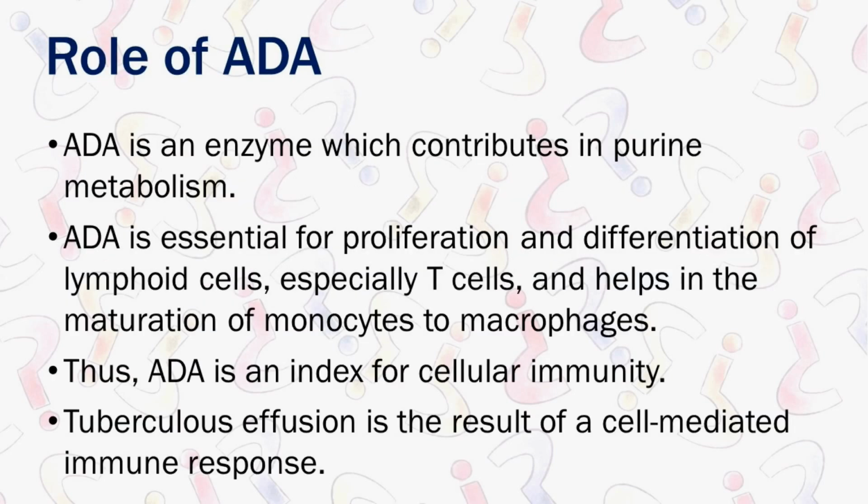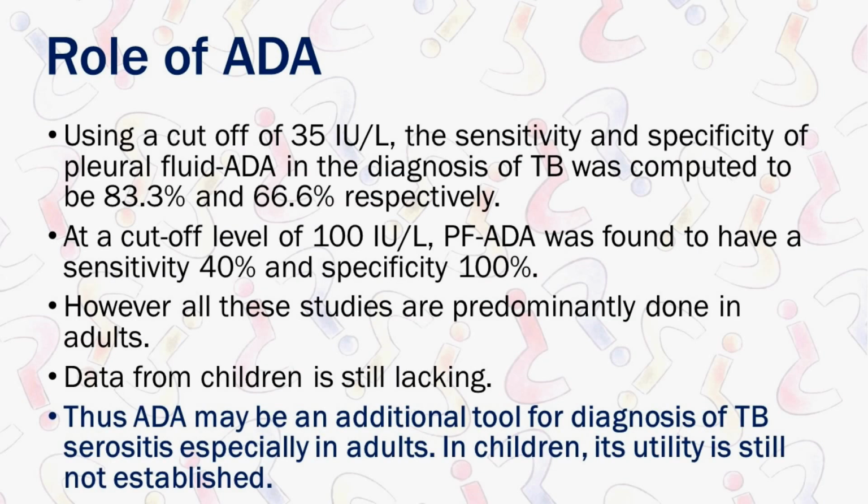Last is ADA. Now ADA is an enzyme which is used for purine metabolism, and it is an index of cellular immunity. It's been used a lot of times in pleural fluid in adults, and they found that if you take a cutoff of 100, it has a sensitivity of 40% and specificity of 100%. So there's a less chance of being false positive. Okay, but if you take a cutoff of 35, your sensitivity is higher but your specificity is low. So we still don't know the ideal cutoff in adults, but if you have 100 and above, it's TB.